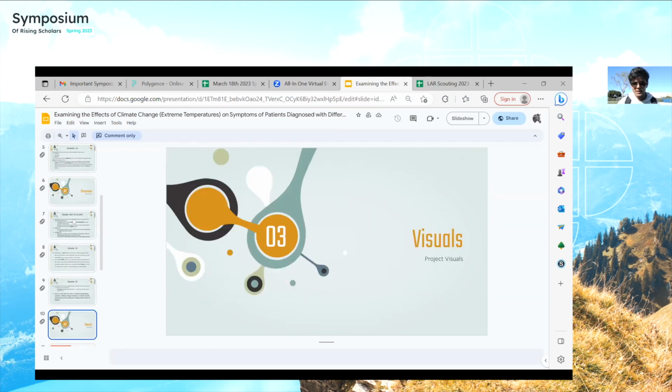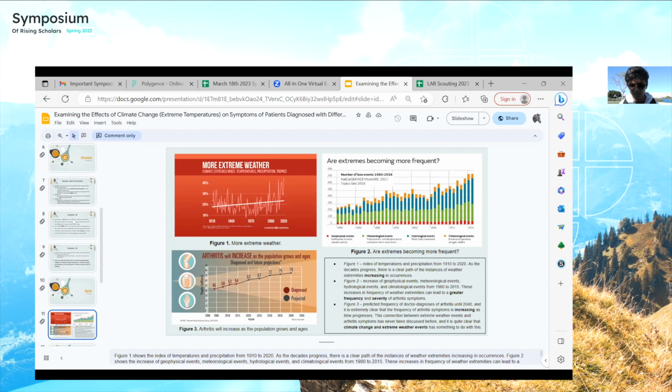All right, so here are some visuals. It's a lot of words, so I'm just going to go very briefly. Figure 1 shows the amount of climate extremes, so temperature and precipitation, from 1910 to 2020. And you can see how it's going up quite a bit. And we can also see that in the other figures.